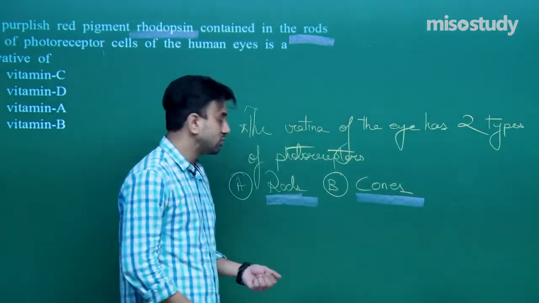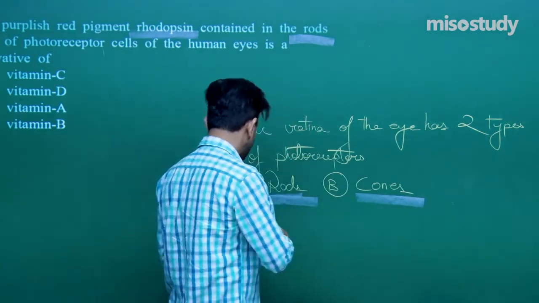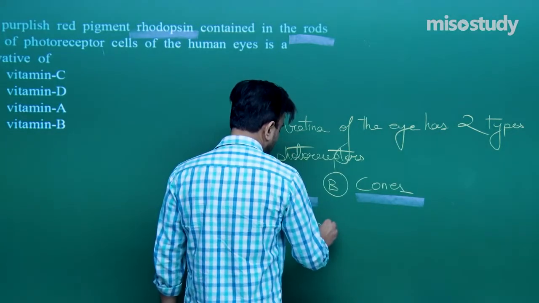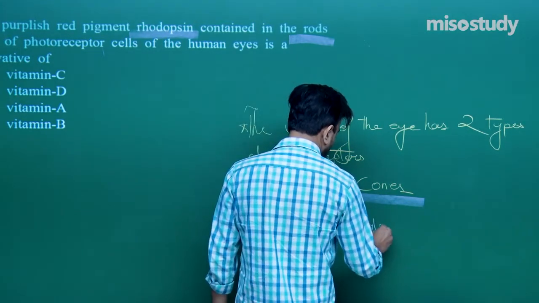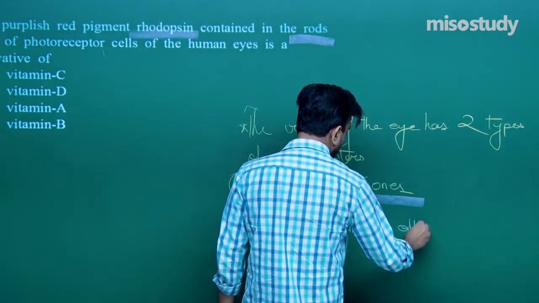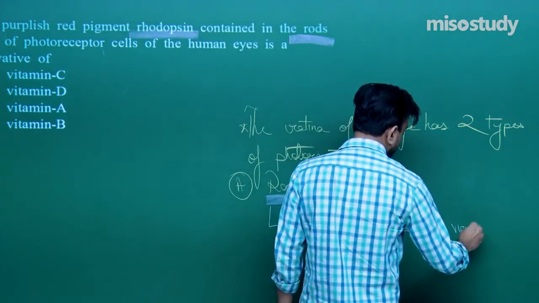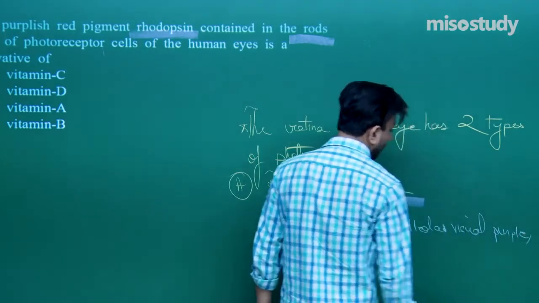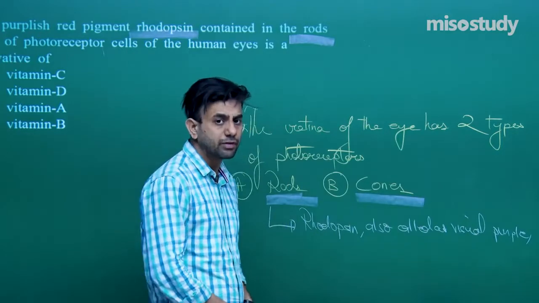These are the rods and the cones, and we will see that the rods contain what? The rhodopsin pigment, also called the visual purple, which is a derivative of vitamin A, right?